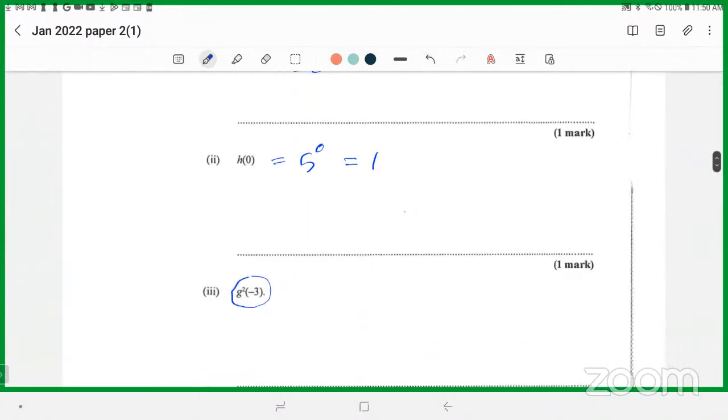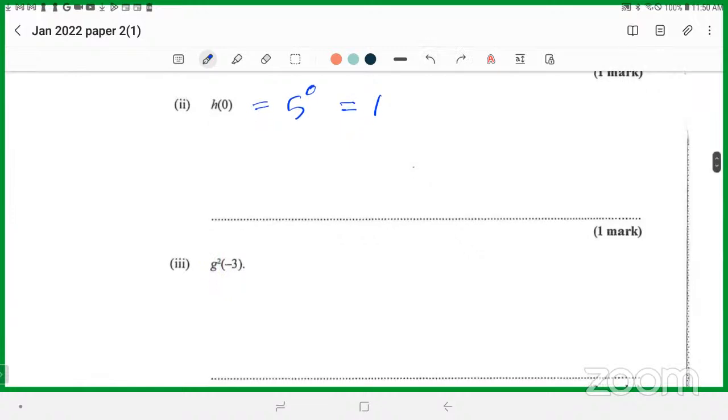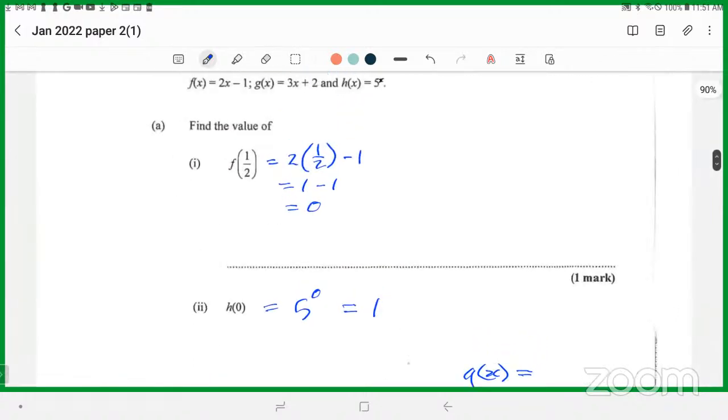What is the next one? The one with g squared. So this is what I want to show you now: g squared of -3. Let me pause for a minute now and show you something about this squared thing. g squared of x does not mean that you're going to square the g of x. So in this question, g of x is equal to, let's write it, 3x plus 2.